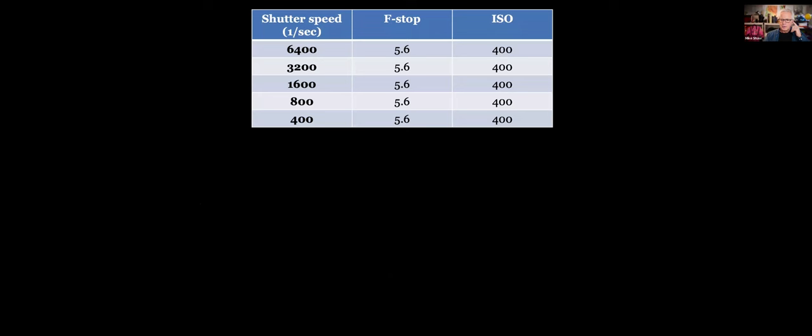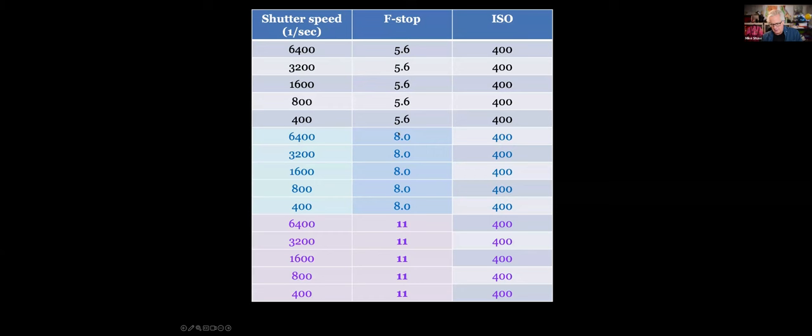So the first thing I did was I set the ISO to 400. I set the aperture to this, which is a minimum, it's wide open basically. And then I varied the shutter speeds between these. And then I did the same thing here, except I changed the aperture to F8 and did the same thing. Once again, I changed the aperture to F11, and I did one more at F200.